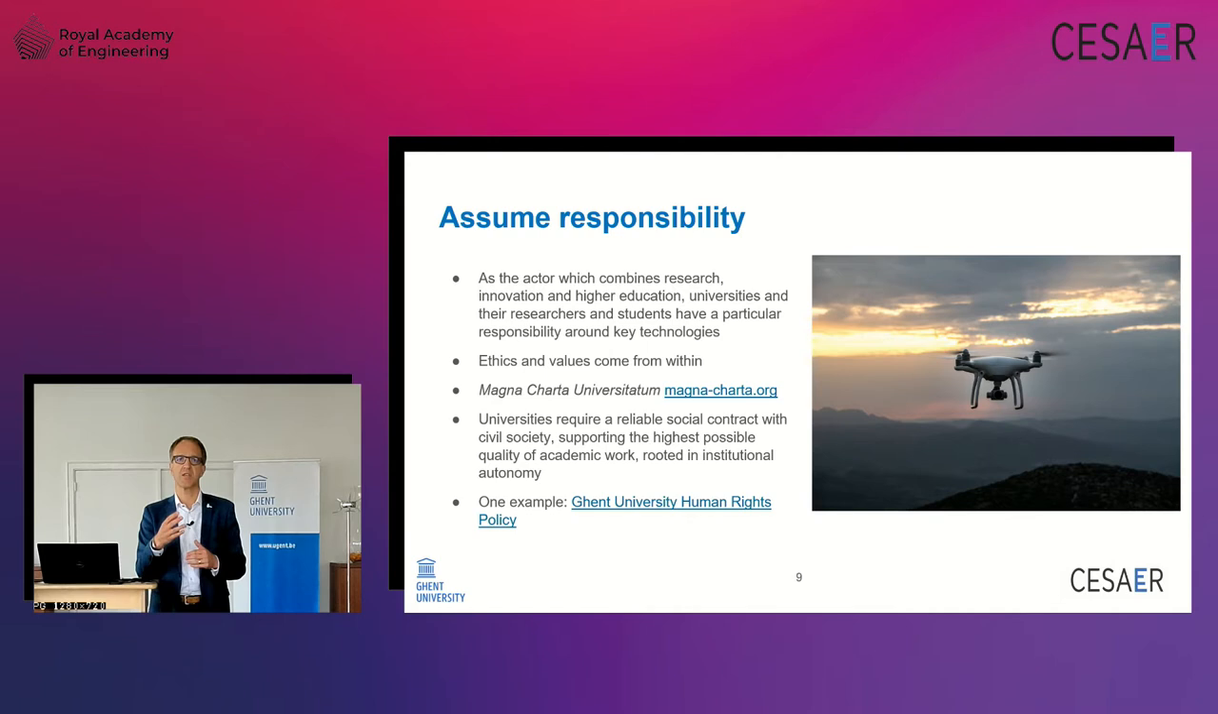Now, a key reference document here is the Magna Carta Universitatum, which was already published in 1988 and which has been reviewed in 2020. The Magna Carta Universitatum lays down key principles, values, and responsibilities for universities and the academic freedom and institutional autonomy needed for universities to take on their responsibilities.